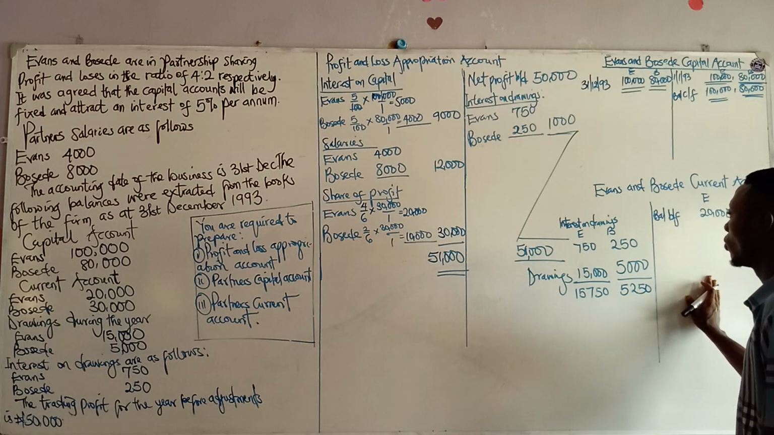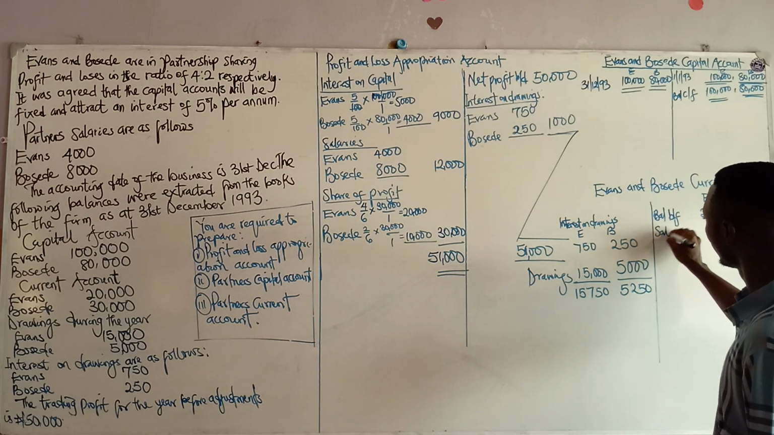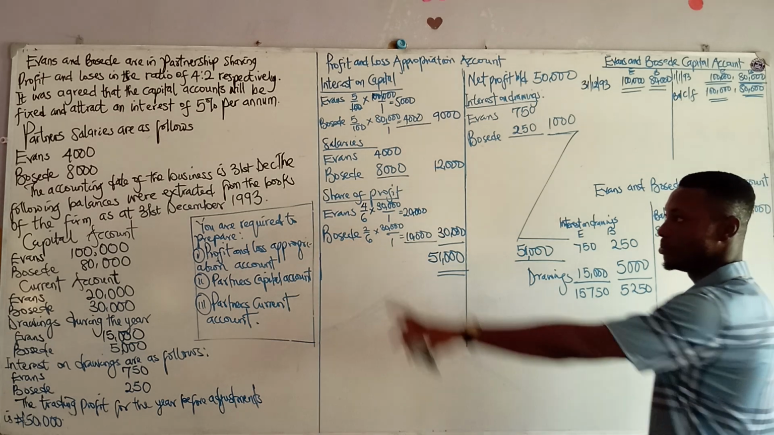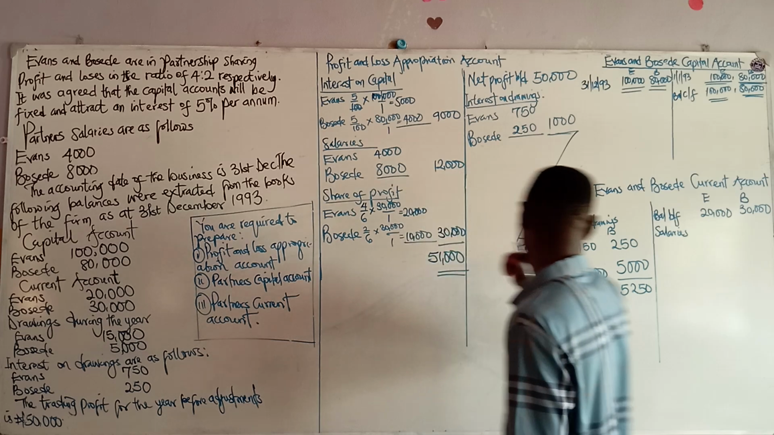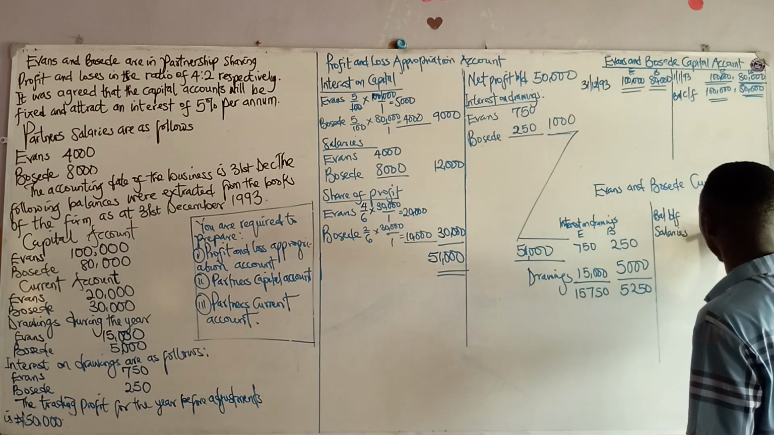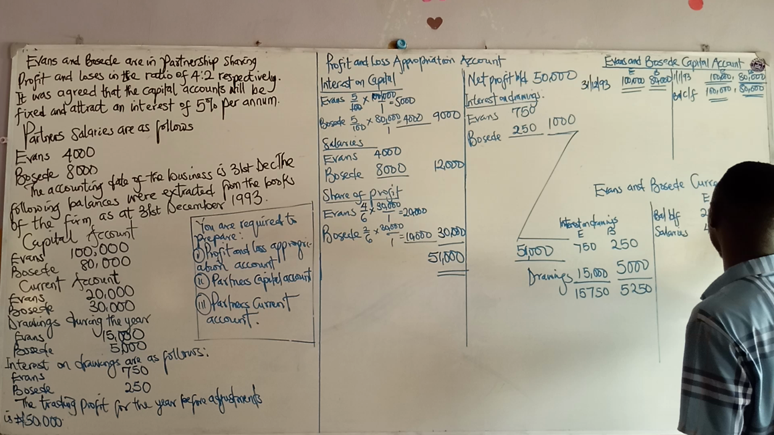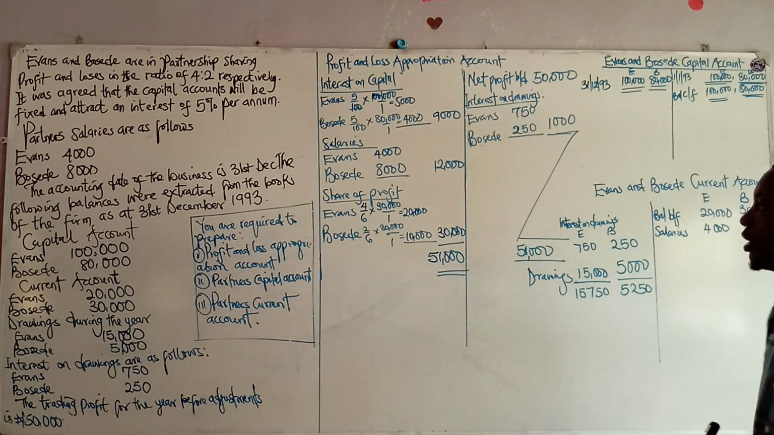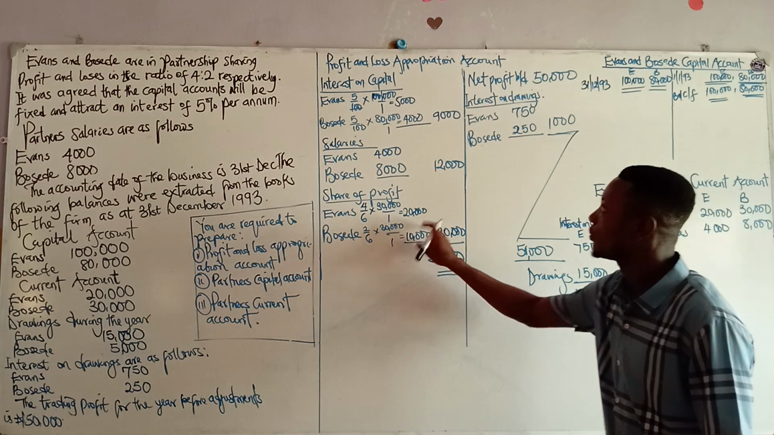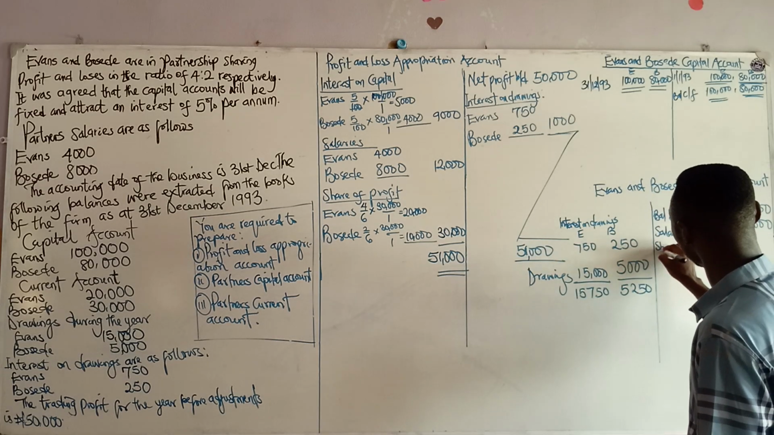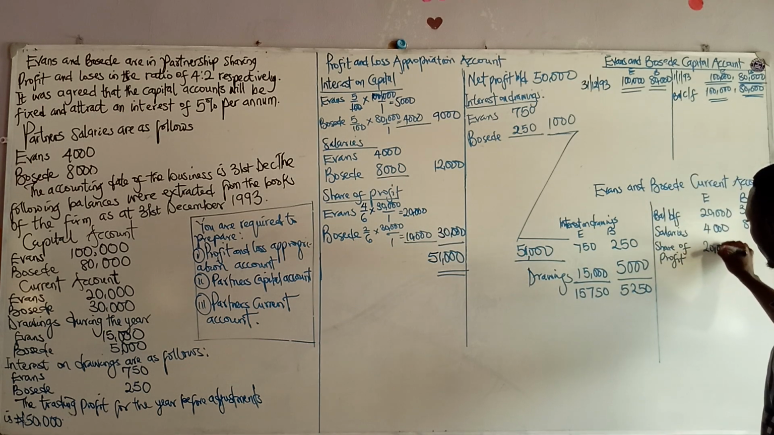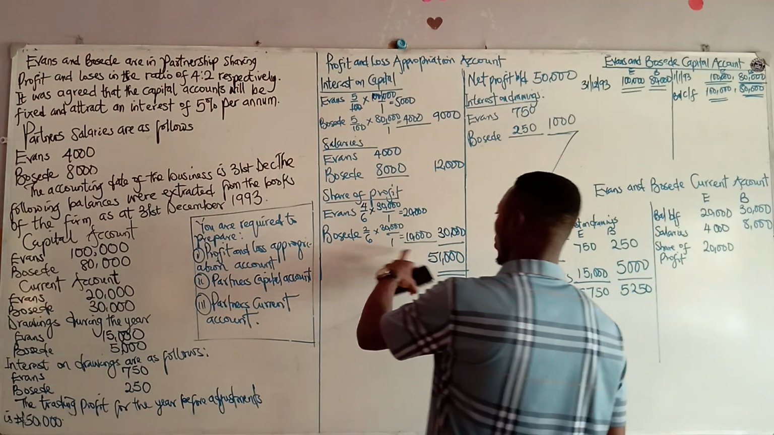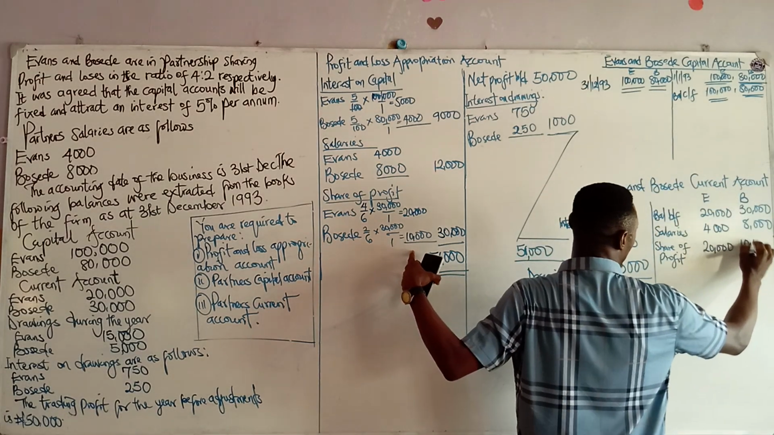Then we also have salaries. They received salaries at the end of the business. Evans' salary is 4,000 and Boside's salary is 8,000. Then we have share of profits. Evans' share of profit is 20,000, and Boside's share of profit is 10,000.